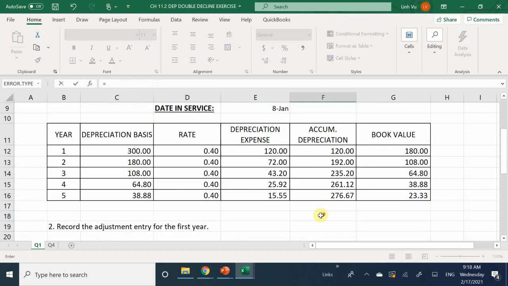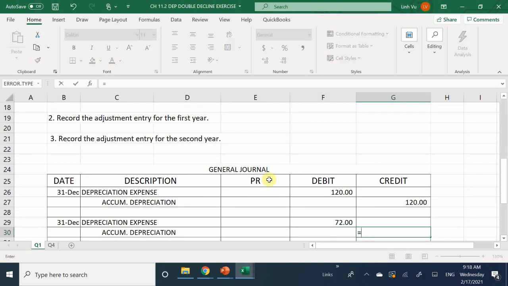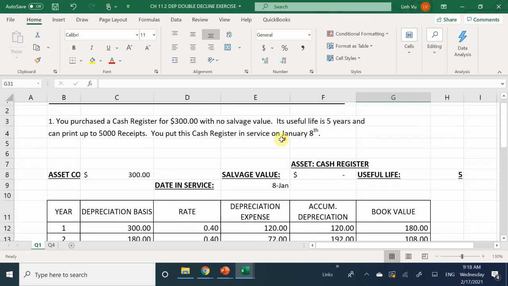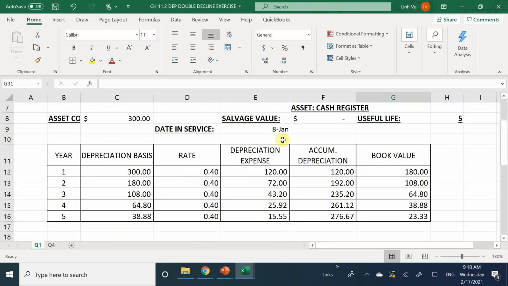In this case, we're just aware that we are depreciating it. So let's take a quick second to look at how drastically my book value dropped. It literally went from 300 down to 180, down to 108, down to 64, down to 38.